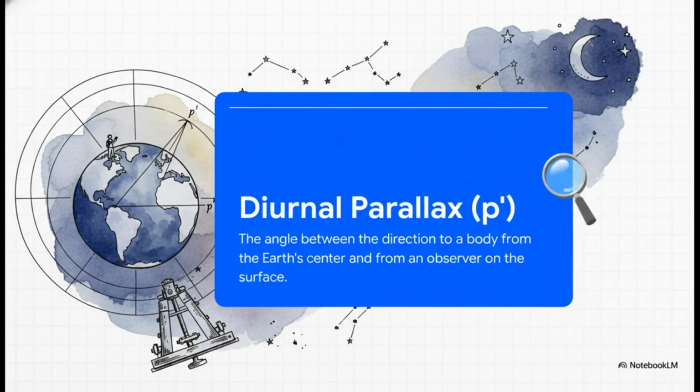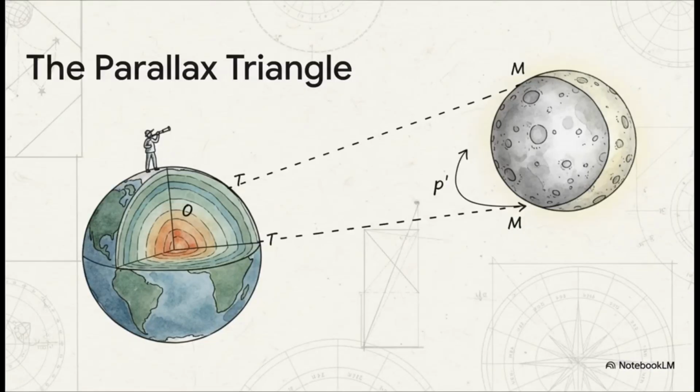Formally speaking, diurnal parallax is the angle, which we label P', that's created by those two different lines of sight we just talked about, the geocentric one and the topocentric one. To really visualize this, imagine a huge triangle in space. One vertex is at the center of the Earth. Let's call it O. Another is you, the observer, at point T on the surface. The third vertex is the celestial object itself, M. The parallax angle, P', is the angle at the vertex M of this cosmic triangle.